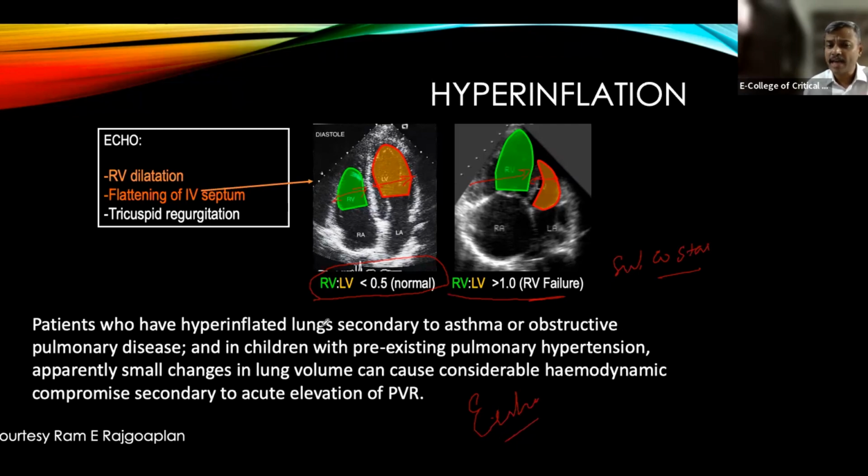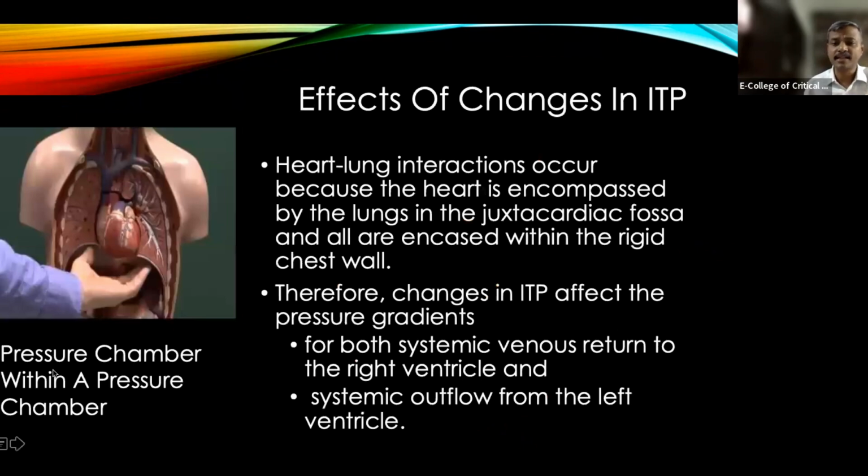In patients who already have hyperinflated lungs like asthma, COPD, and children where there is pre-existing pulmonary hypertension, minimal changes in lung volume can cause significant hemodynamic compromise, increase the PVR and cause RV failure. Are we seeing these things daily in our ICU? Yes, you are seeing them daily, but you have to open your eyes and see whether what I'm talking about applies to your patients or not. We'll see examples one by one to understand this.